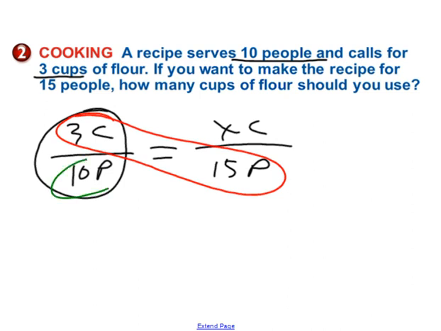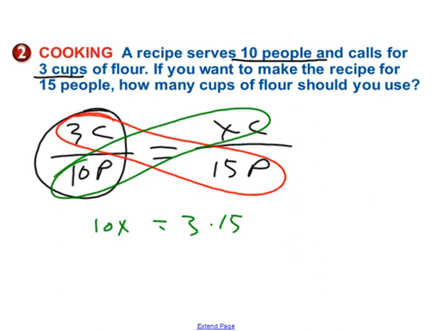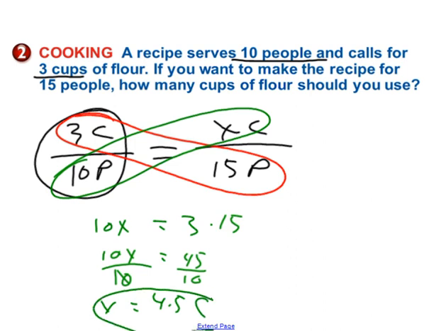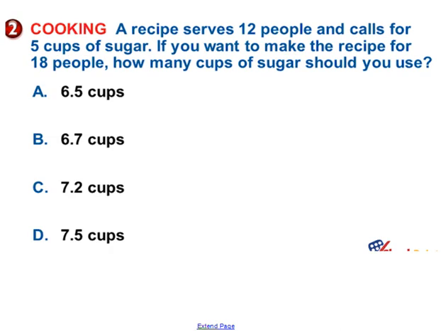All right, I'm going to do my cross multiplication. I'm going to get 10x is equal to 3 cups times 15 people. 3 times 15. 10x is equal to 45. Divide both sides by 10. And I will get x is equal to 4.5 cups. 4.5 cups is what's required to make it serve 15 people. Do the same problem here on your own. Come back and check your work against the video.